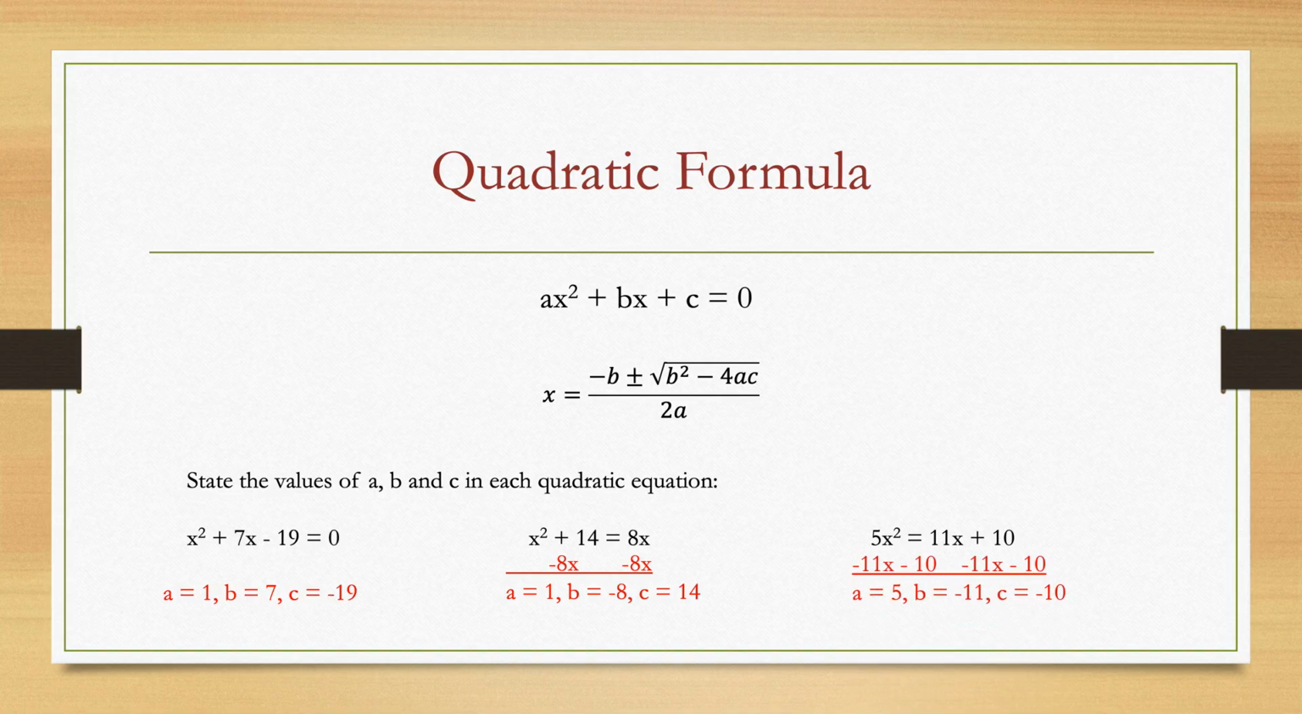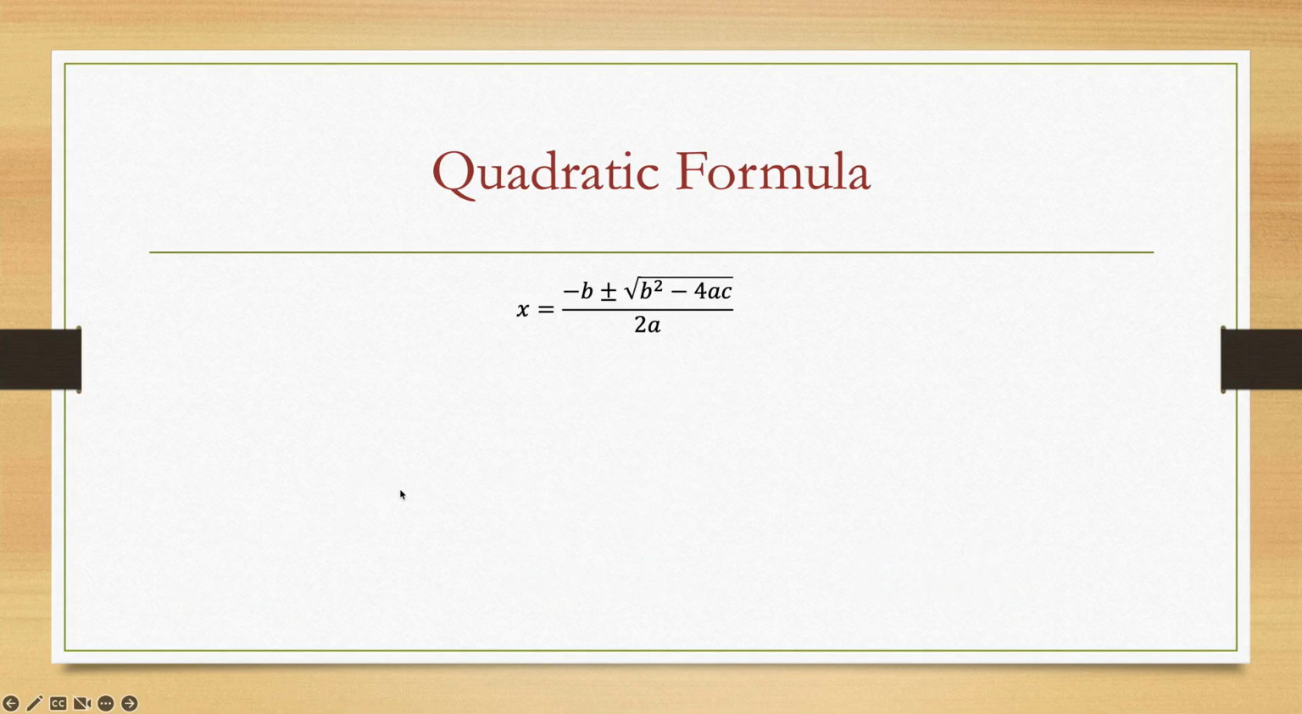I manipulate it by subtracting 11x and 10 from both sides. That gives me 5x squared minus 11x minus 10 equals 0. So A is the number in front of x squared, it's 5. B, the number in front of x, is negative 11. And C, the number at the end, is negative 10. So now that we can identify A, B, and C, let's actually use the quadratic formula to solve.